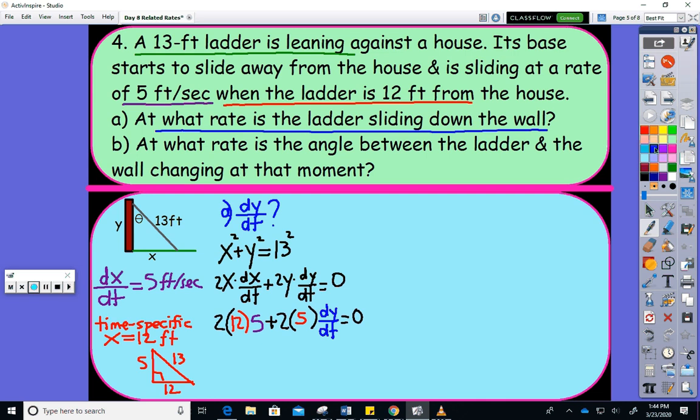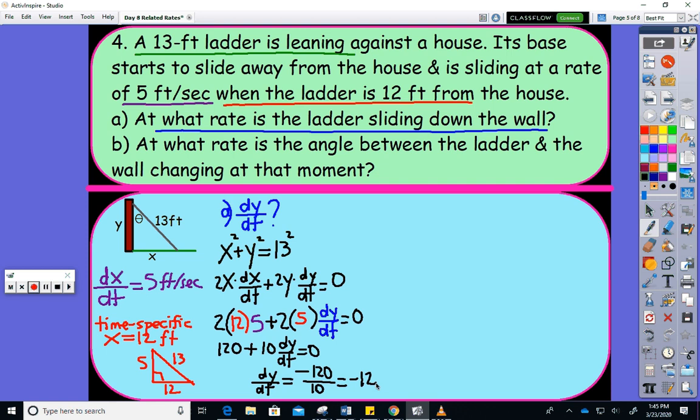I can solve for dy dt now. That's awesome. So let's see here. I have 2 times 12 times 5. So 12 times 10 is 120. You can also divide out the 2's, by the way. Plus 2 times 5 dy dt equals 0. So dy dt equals... do you see that I would subtract 120 and divide by 10? And that's going to be negative 12.